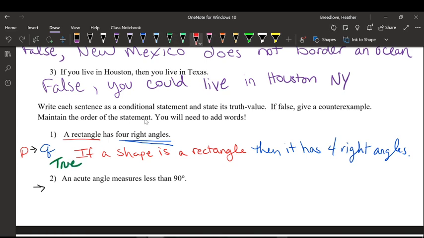And then we're going to do another one. If P, then Q.